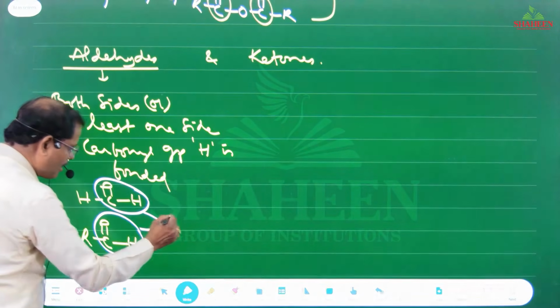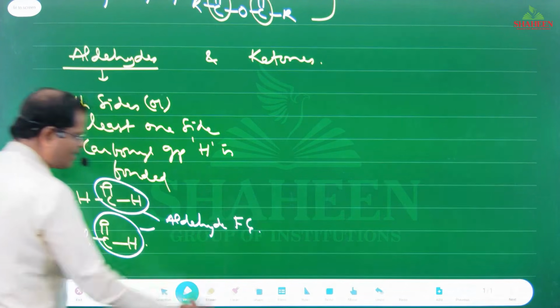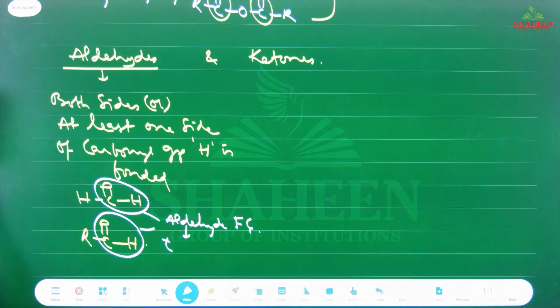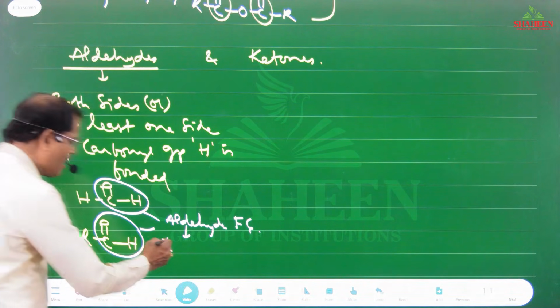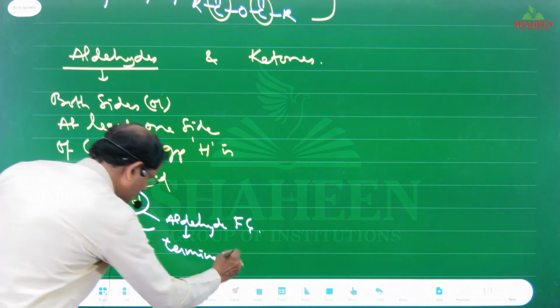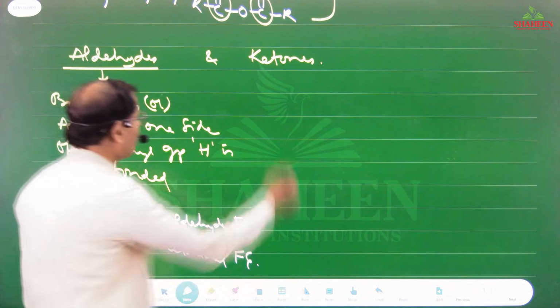The aldehyde functional group is always present at one end of the carbon chain. That is why the aldehyde functional group is also called a terminal functional group. Now we go for ketones.